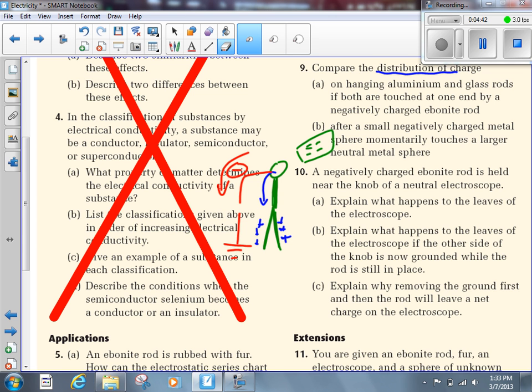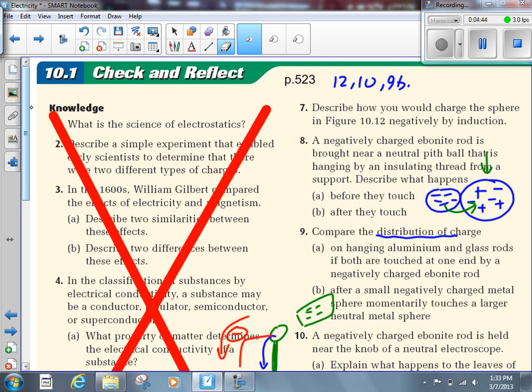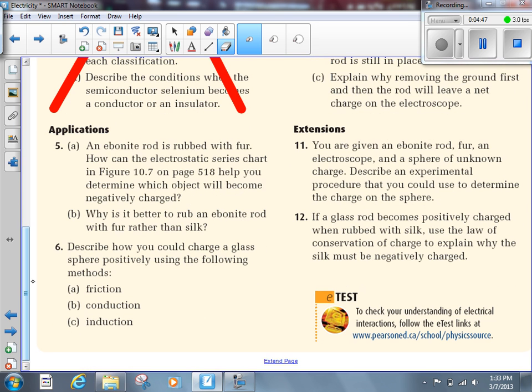Okay. And finally, we had question number 12 to go over here. If a glass rod becomes positively charged when rubbed with silk, use the law of conservation of charge to explain why the silk must be negatively charged. Here's a good little question for us. You rub silk against glass, the glass rod becomes positively charged. The silk becomes negatively charged. Why?